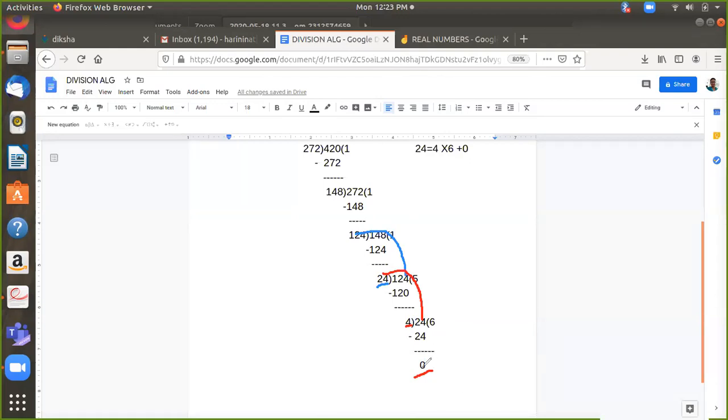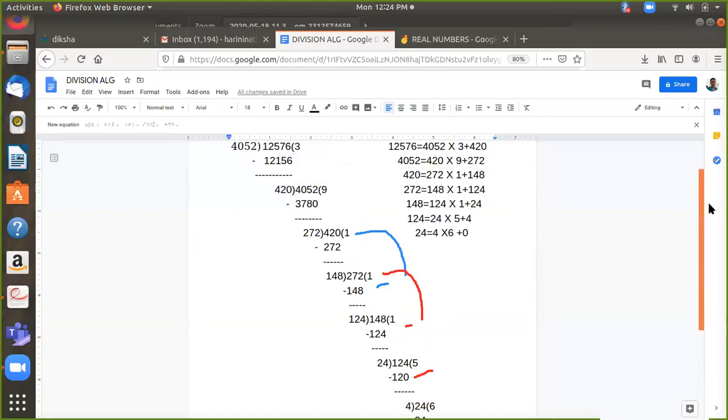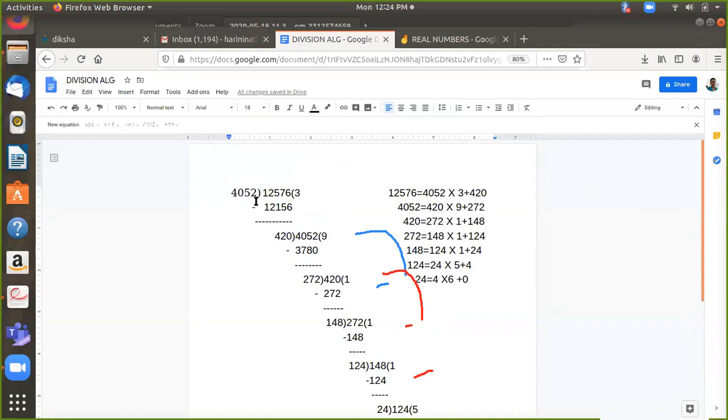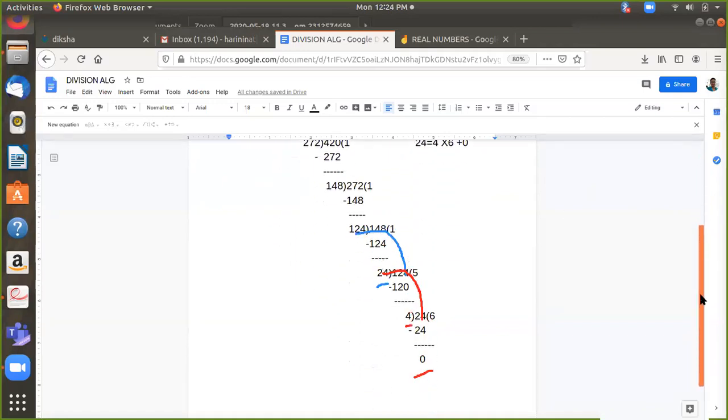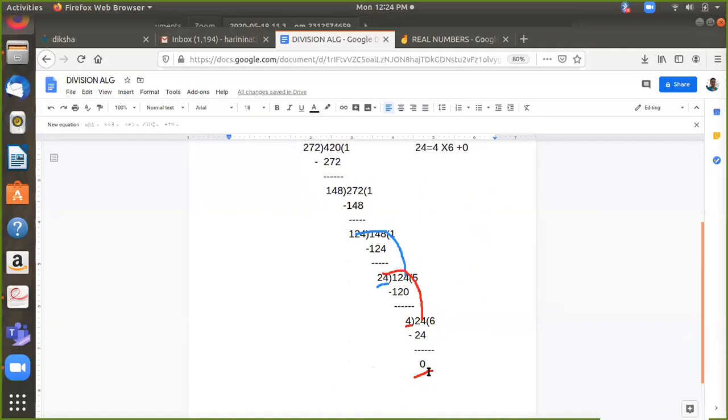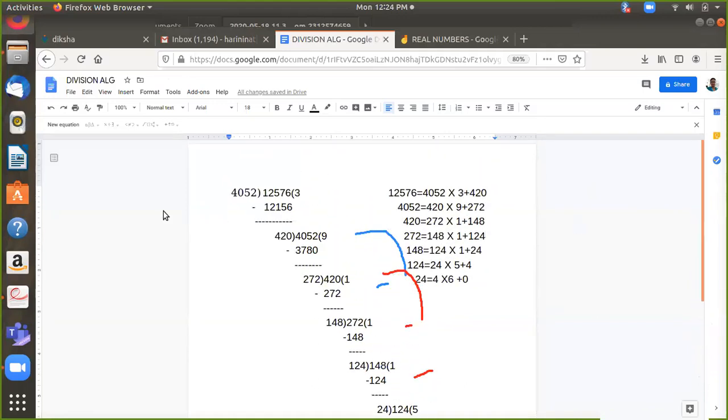So once I get my remainder as 0, what should I go and check? What was the last divisor? This is the last divisor that I've used for the division. That divisor will become the HCF of your two numbers. What were my two original numbers? My two original numbers were 4052 and 12576. When I completed the division and reached the remainder 0, the last divisor that I have used is 4. So 4 is the HCF of the two numbers 4052 and 12576.